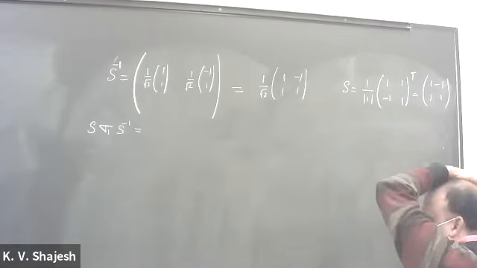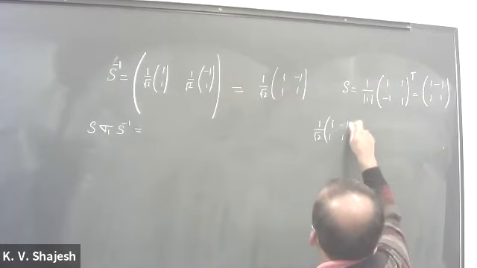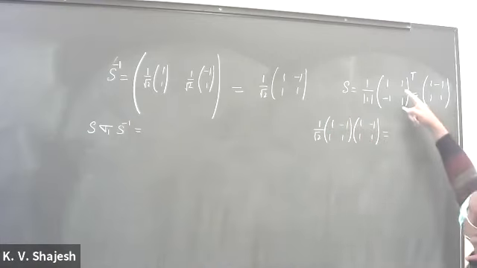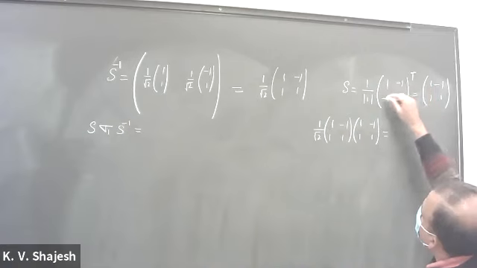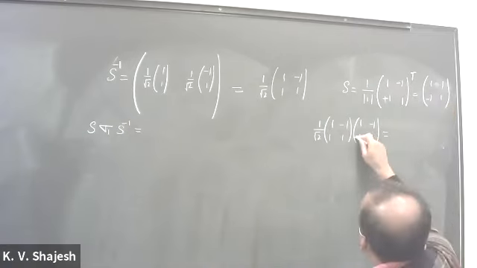Let's see if this is really correct. 1 over root 2 times 1 minus 1, 1, 1 times 1 minus 1, 1, 1. This should be equal to 1. So 1, 1. Oh, that's not correct. So what is the mistake I made? Oh, because this was supposed to have a minus 1 also here because there's a cofactor. Yeah, sorry. So that's 1 and this is minus 1 plus 1.